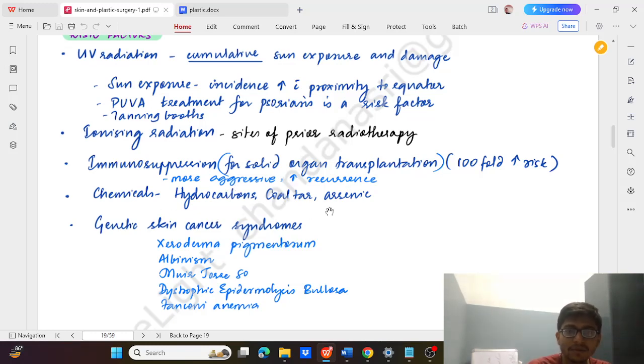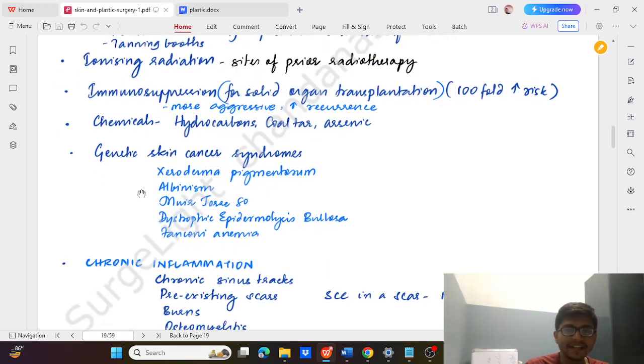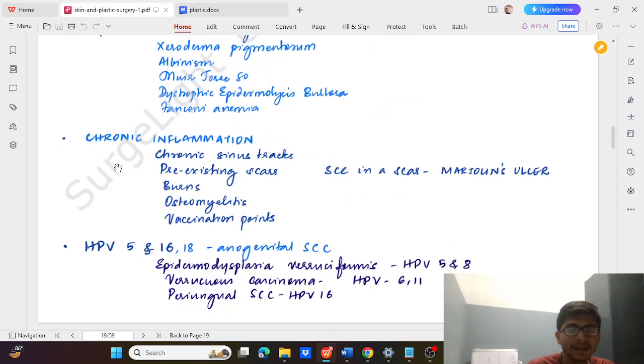Chemicals like hydrocarbons, coal or arsenic. Genetic skin cancer syndromes like xeroderma pigmentosum, albinism, Muir-Torre syndrome, dystrophic epidermolysis bullosa, and Fanconi's anemia. So these are five, we'll revise: xeroderma pigmentosum, albinism, Muir-Torre syndrome, dystrophic epidermolysis bullosa, and Fanconi's anemia. Chronic inflammation due to various causes like chronic sinus tract, pre-existing scars, burns, osteomyelitis, vaccination points, and Marjolin's ulcer.